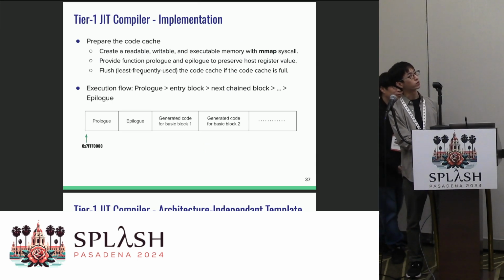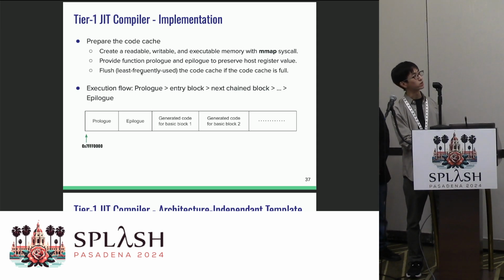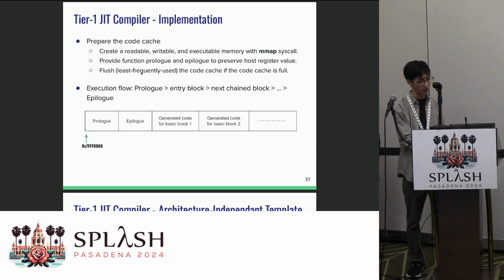The implementation of our Tier 1 compiler. First, we prepare a code cache. We need to create the executable memory page by the mmap system call, and provide a function prologue and an epilogue to preserve the host register values. And the LFU cache replacement is used in our implementation if the code cache is full.